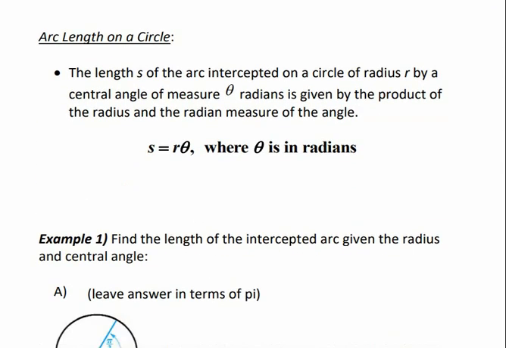For the arc length on a circle, the length S of the arc intercepted on a circle of radius r by a central angle of measure theta radians is given by the product of the radius and the radian measure of the angle. So this is the formula. This is the arc length, this is the radius of the circle, and this is theta. Just remember that anytime we're using this formula, theta is understood to be in radians.